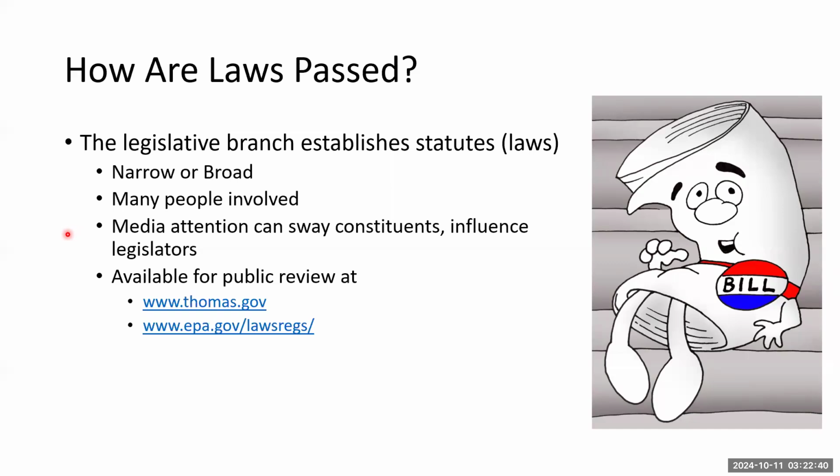Once the law has been submitted to Congress for everyone to read and then ultimately vote on, these laws are always available for public view, both before they are voted on and after they are voted on. There are two websites that really house a lot of our laws. So thomas.gov is the general congressional legal website. Specifically for the EPA, you can go to their laws and regs website there.